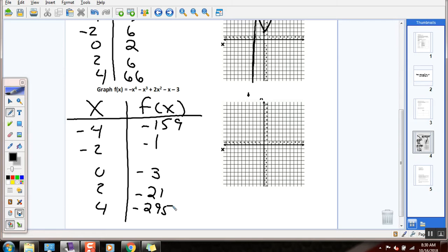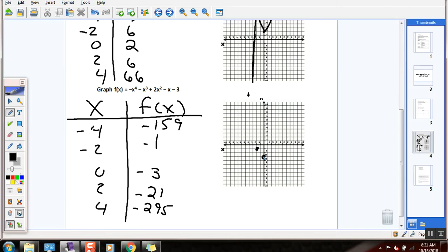Guys, what values are you going to be able to plot? Looks like -2, comma what for sure? -2, -1. Okay, so let's plot that. -2, left 2, down 1. What else can I plot? 0, -3. Anything else I'm going to be able to plot?